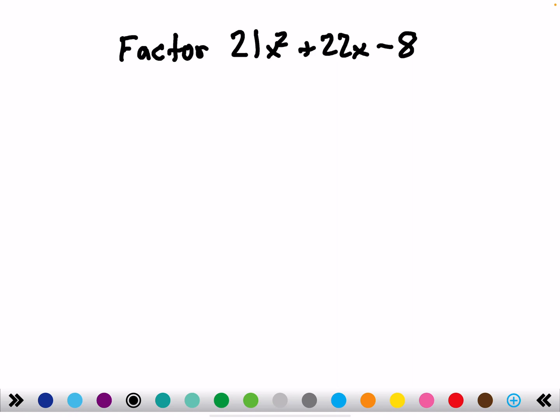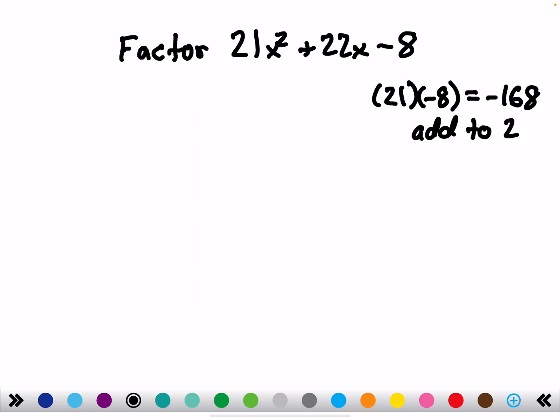So now we ask ourselves a factoring question. What are two numbers that multiply to 21 times negative 8? That happens to be negative 168. And they add to positive 22. So there's a difference of 22 between these factors. So it's like factors of 168.